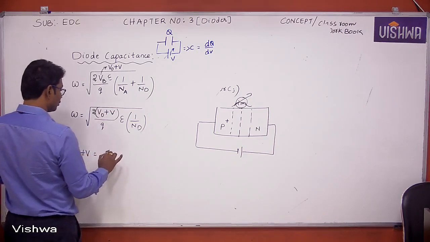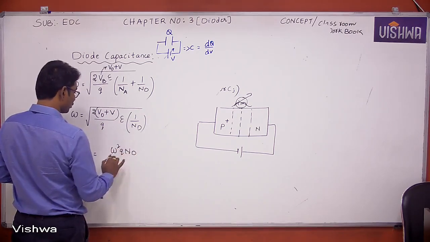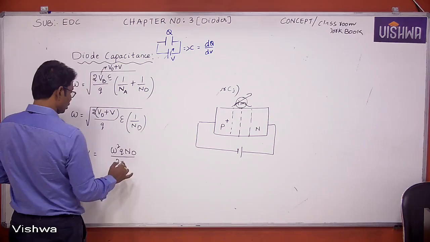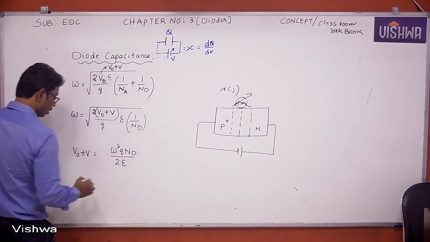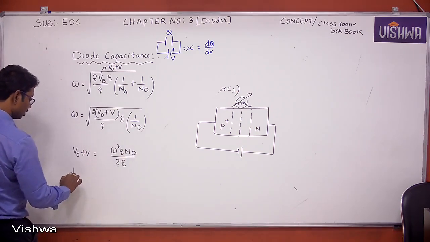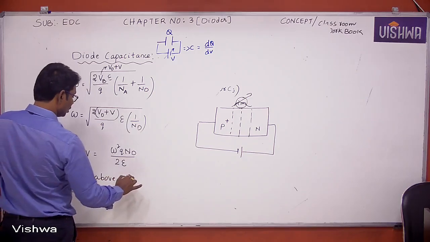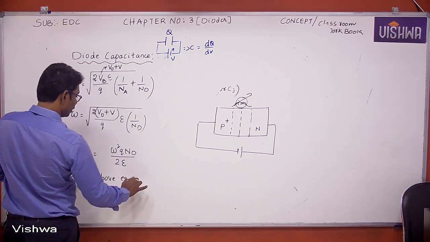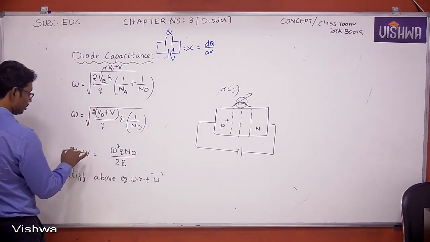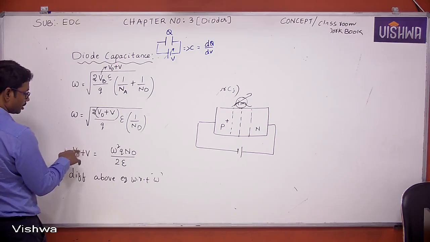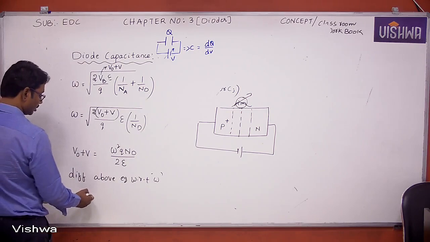So what is V0 plus V here? V0 plus V is simply W square Q into Nd by 2 epsilon, right? Now what we will do here: differentiate the above equation with respect to W. The differentiation of a constant is 0, because V0 is fixed, 0.7 or 0.3, it is fixed, so it is 0.